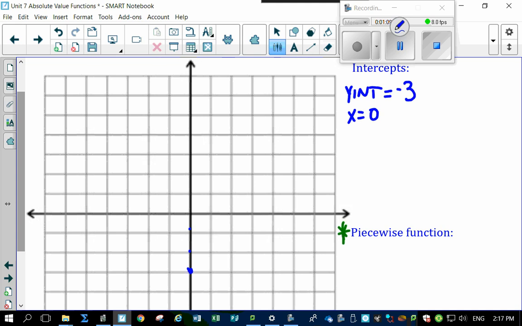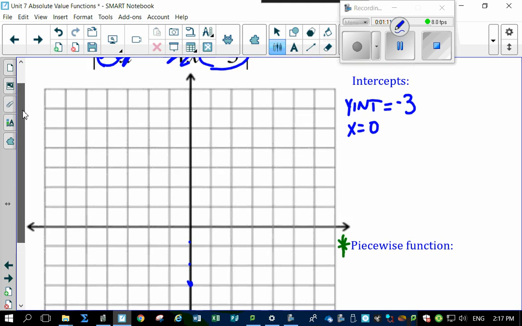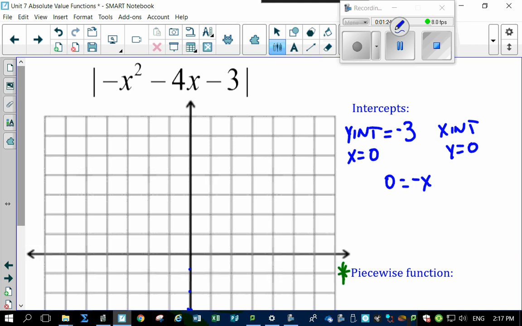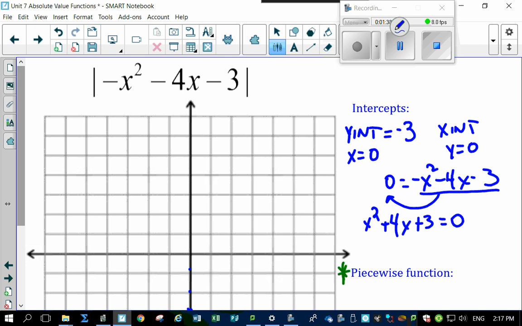Okay, now let's go out and find the x-intercepts, which will become our critical points. X-intercepts happen when y equals 0. So we have 0 equals -x squared minus 4x minus 3. I'm going to take this whole thing and bring it over to this side. So I'm going to get x squared plus 4x plus 3 equals 0. All I did was change the sign of this whole thing.